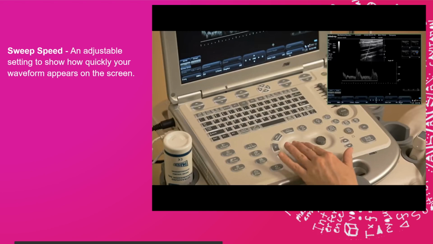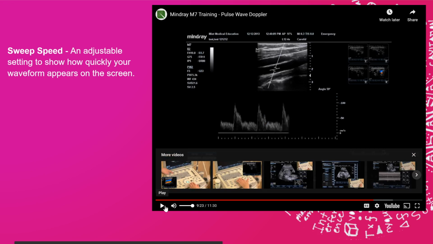And that's user preference. So I'm just going to pause for a second. They are increasing the sweep speed. So you'll see that the waveforms kind of come across slowly and you don't get nearly as many displayed, and then you get a few more displayed, and then when you increase your sweep speed, you can get a whole bunch of waveforms displayed.